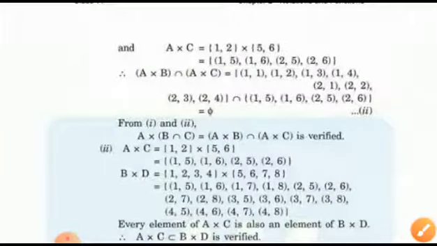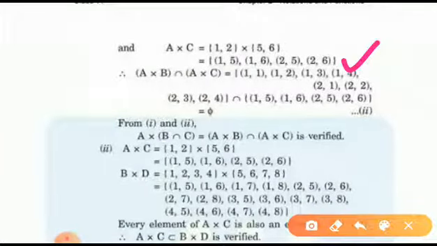Now what we have to check? We have to find A cross C. This is A, this is C. So it will be (1,5), (1,6), (2,5) and (2,6). How many elements will be there in A cross C? It will be 4, while A cross B had a total of 8. Then find the common element between the two sets. We have got A cross C. Now see which are the common elements between these two.